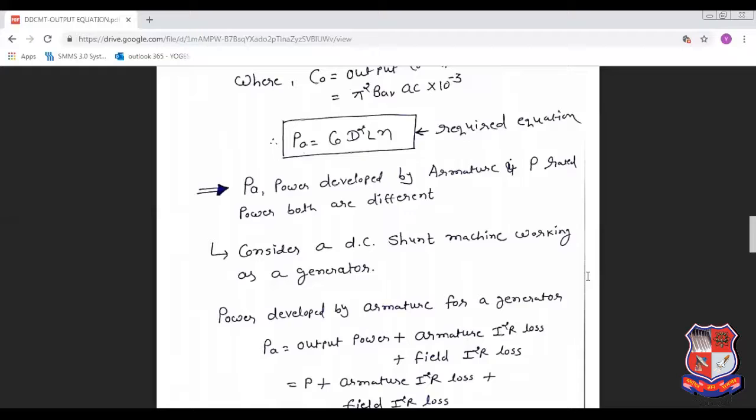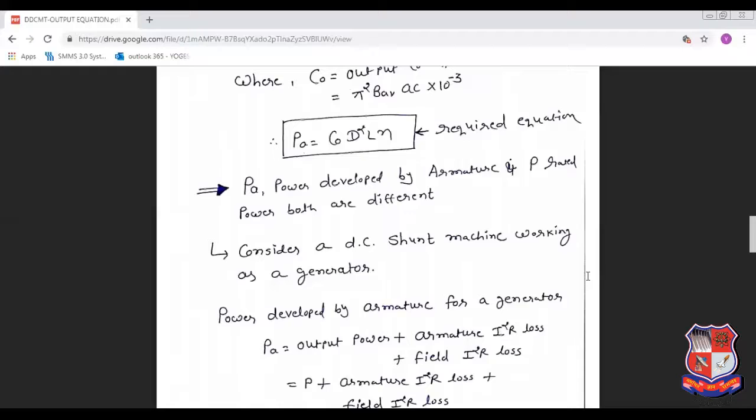Disadvantages of higher specific magnetic loading are: increased iron losses, increased field copper losses, increased no load current, increased tooth flux density, increased noise, and an increased possibility of saturation in the iron parts. So we select the specific loading such that no saturation takes place in any iron part.